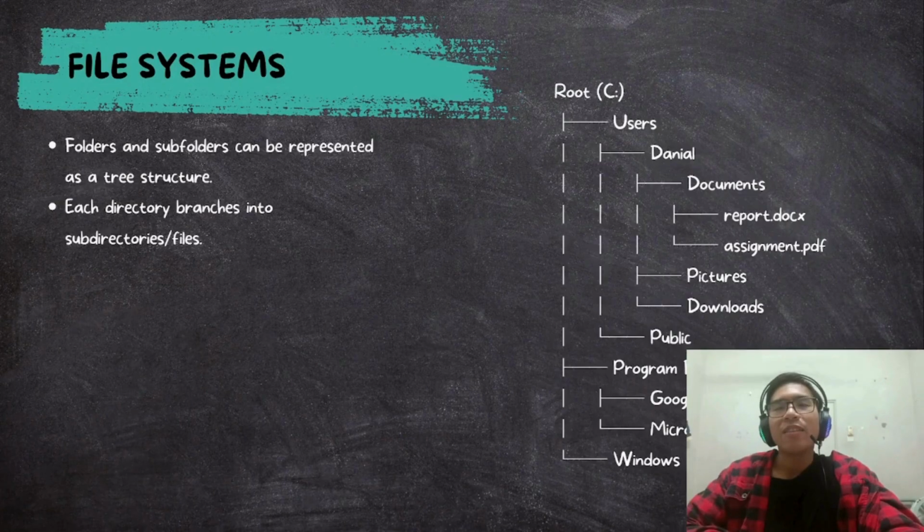And one thing to note is that for file systems, this is considered a binary tree because, unlike a binary search tree, it has more than two nodes for a single node.